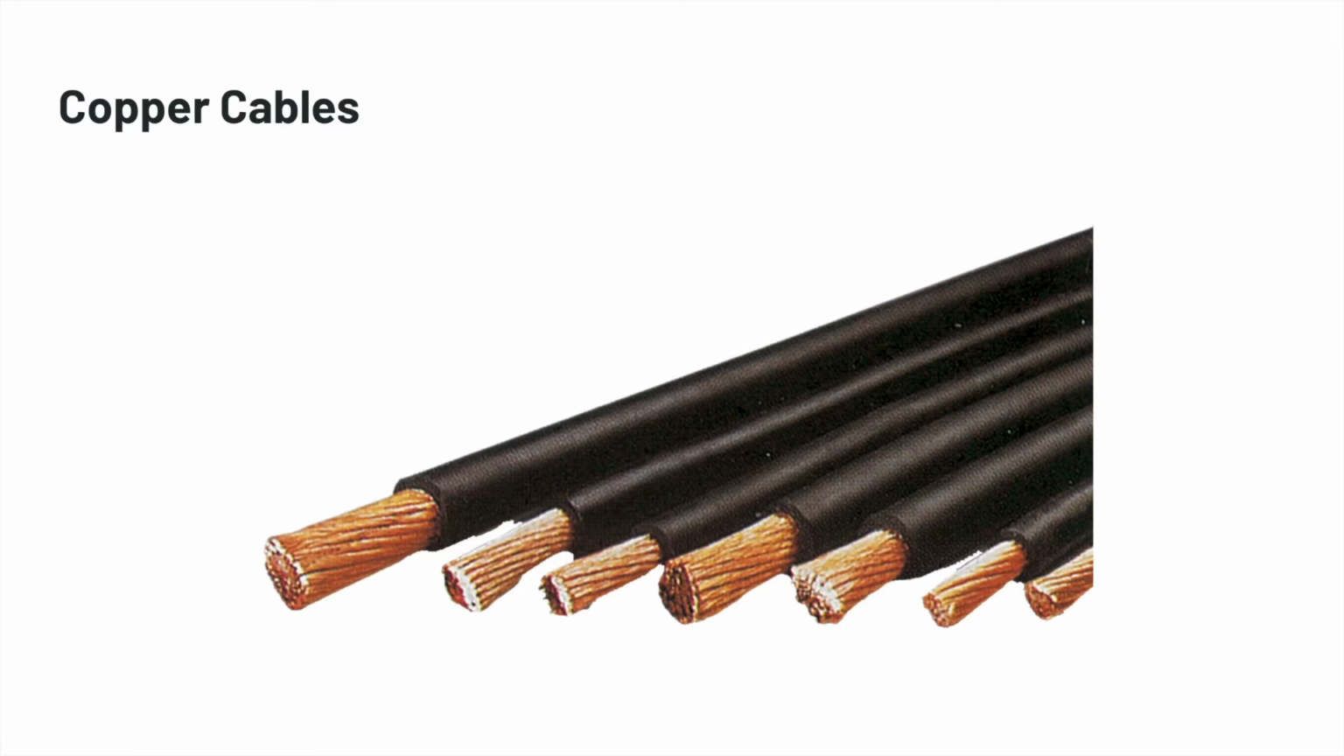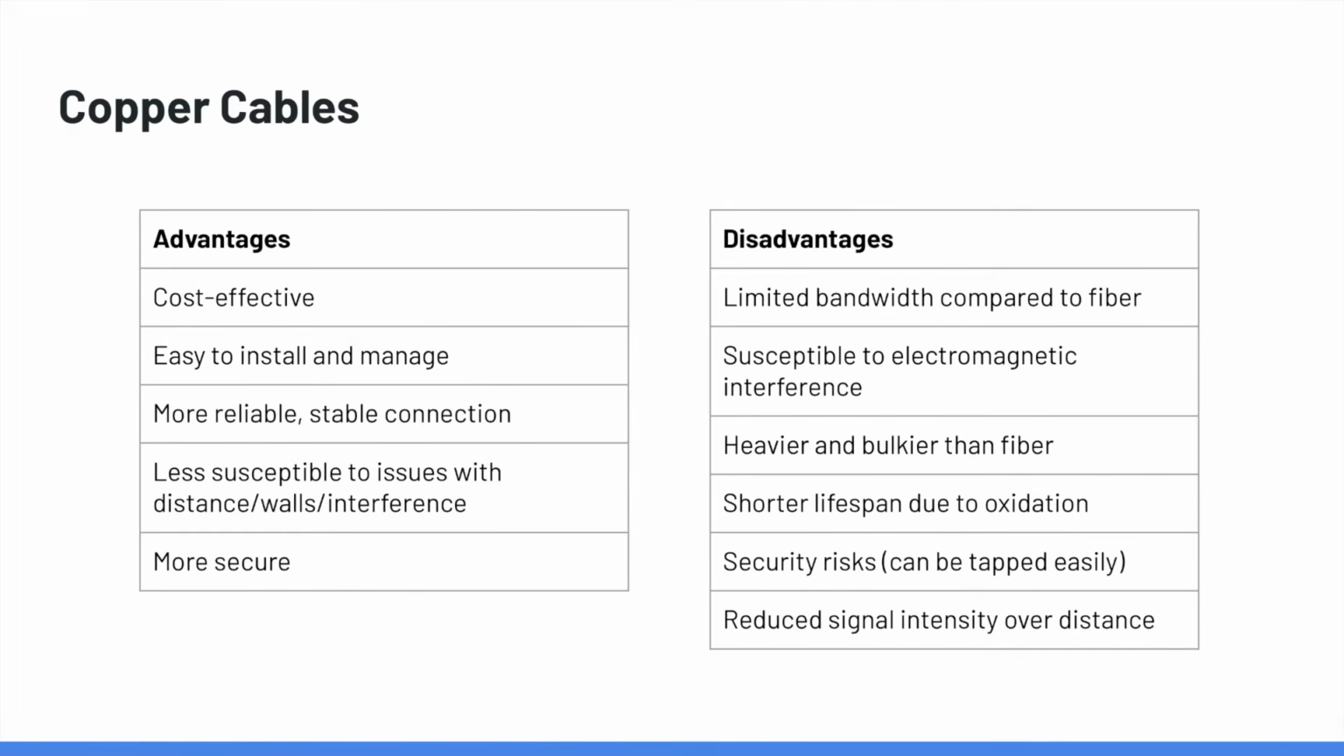Now, the first transmission media is going to be copper cables. This is something that everyone should be familiar with. This is probably the most common transmission media in your house, even just for electricity. Now, copper cables have some advantages. They are quite cheap. They're easy to install and manage. They're reliable, and they're not as susceptible to interference. They're also quite secure, just in the sense that they're difficult to tap and eavesdrop on without someone else knowing, partly because they're a physical media.